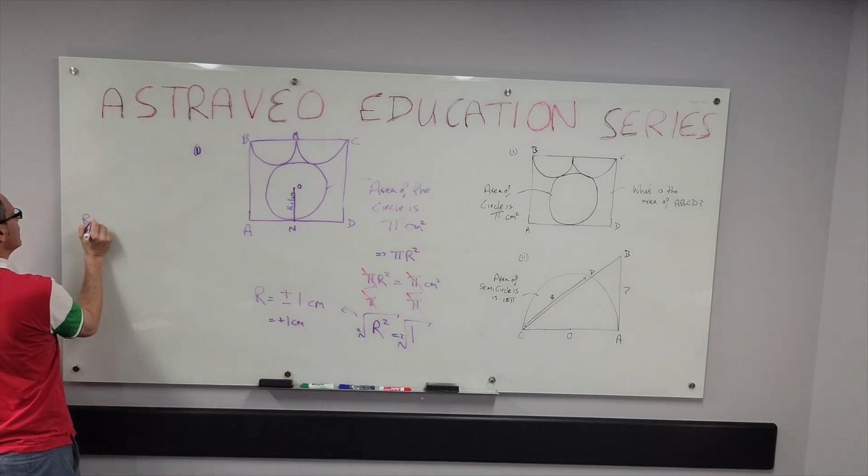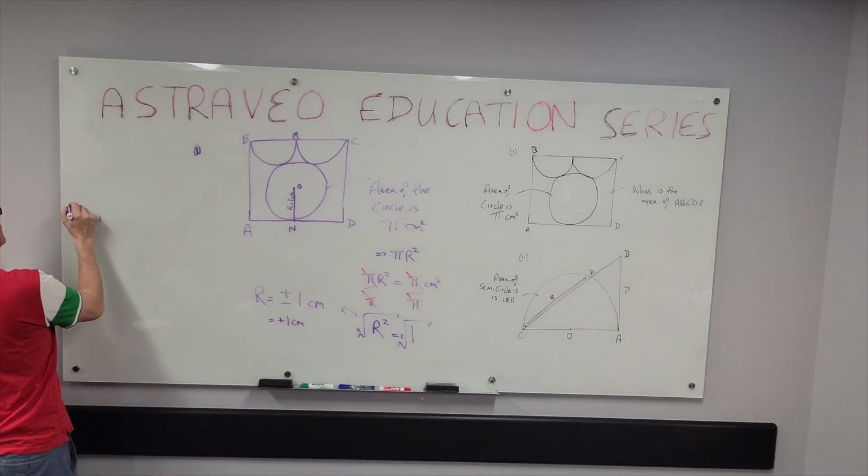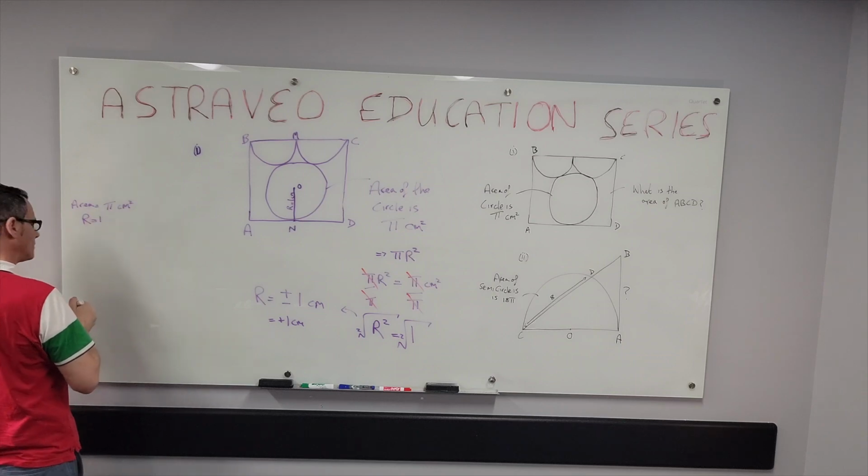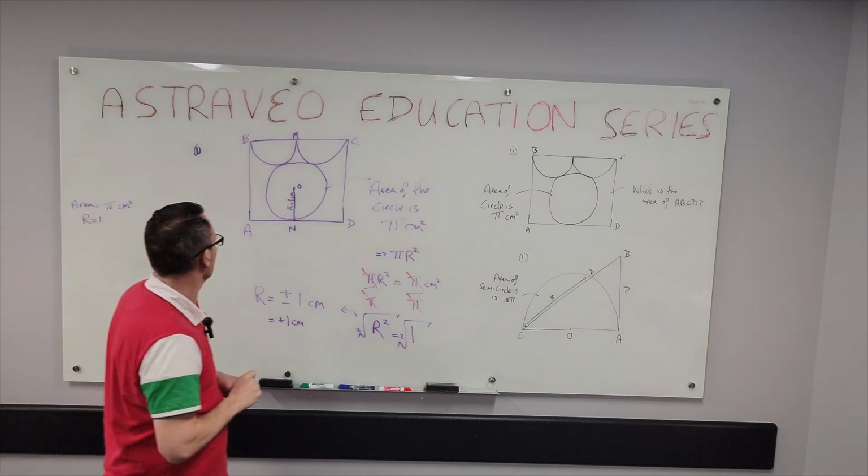So I'm going to write it over here. R equals 1. And this was based on area equals... no, it wasn't 4. Oh dear. It was pi centimeters squared. Okay, so we're in business.